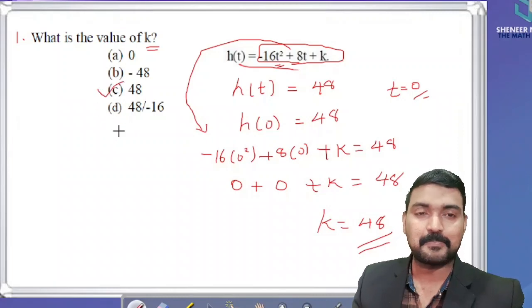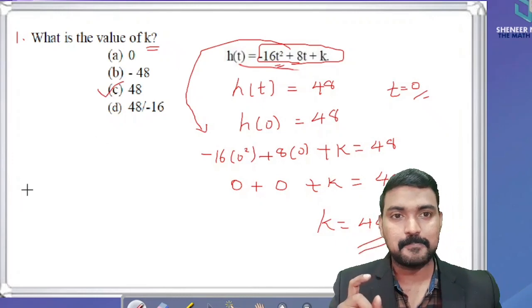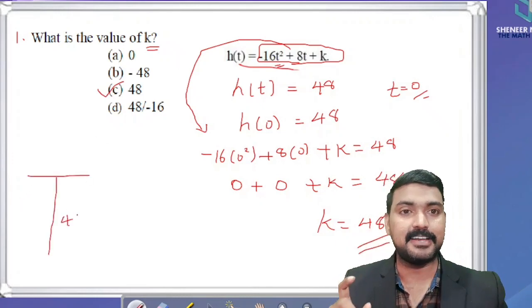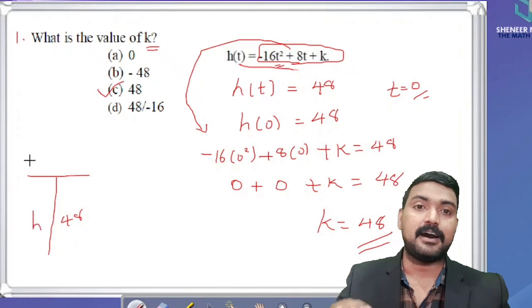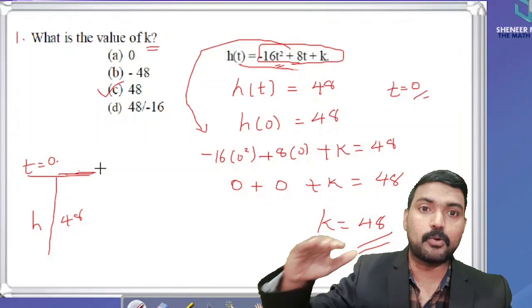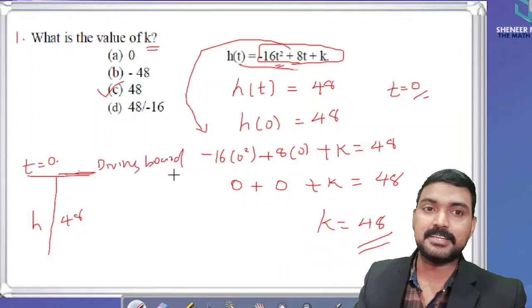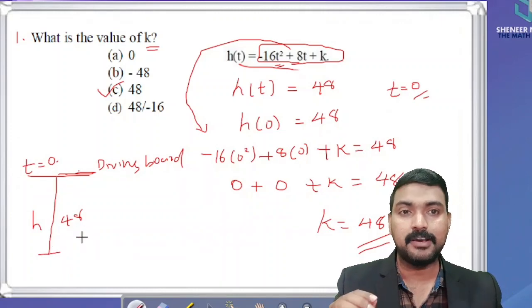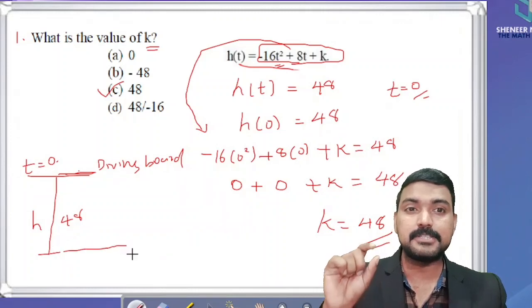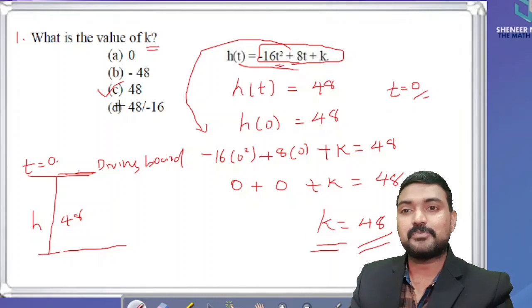So it is very easy. Only one logic we need to keep in our mind. What is that? At the beginning, height is 48 feet above the water level because she is standing on the diving board, which is 48 feet above the ground level. Starting time will be 0. So we got the answer, k is equal to 48.